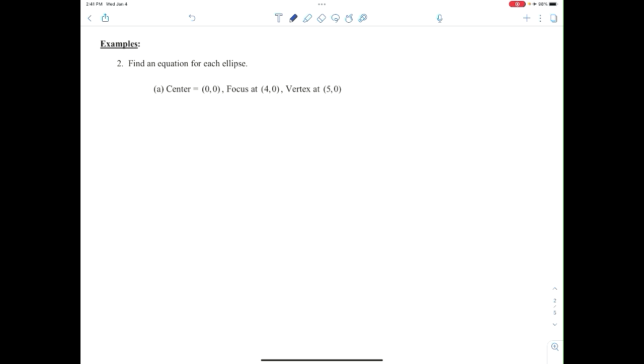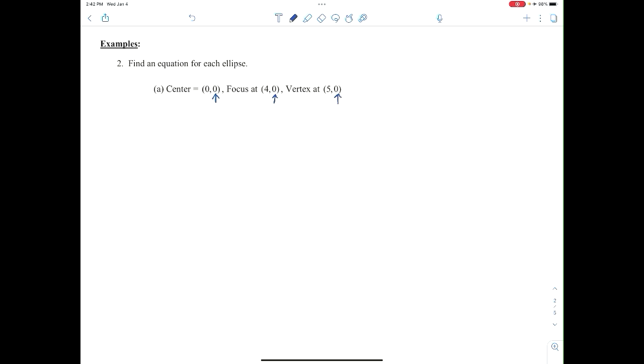Find an equation for each ellipse. So again, they're giving us the characteristics. We need to fill in the equation. Center is at 0, 0. Focus is at 4, 0. Vertex is at 5, 0. This is all focused along 0 here. We can see that happening. So immediately we get a big clue that the y value is 0. It's moving along the x-axis.